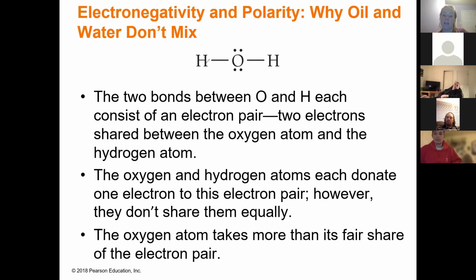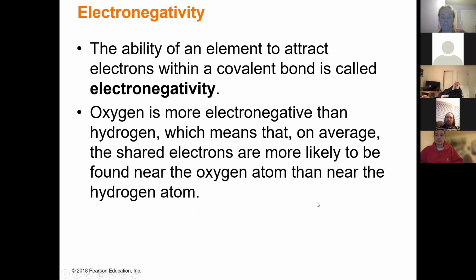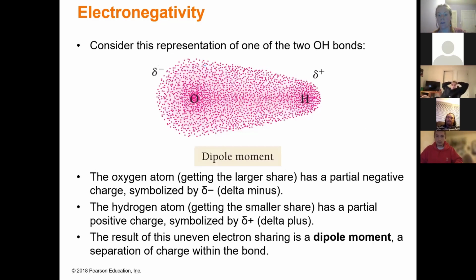In this bond here, the oxygen and the hydrogen are sharing 2 electrons, but they're not sharing them equally. The oxygen is actually much greedier for the electrons than hydrogen is. This is known as a dipole moment. An atom's ability to attract electrons is known as its electronegativity. Oxygen has a higher electronegativity than hydrogen does, meaning on average, the electrons are shared more with the oxygen than with the hydrogen. So you get what's known as a dipole moment.